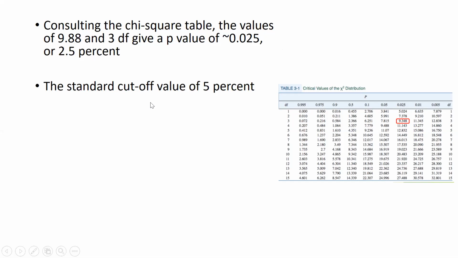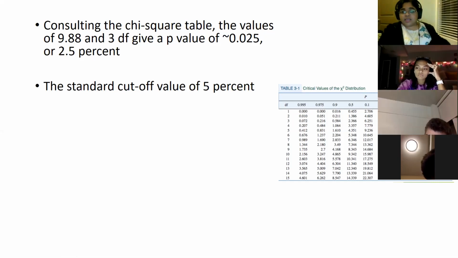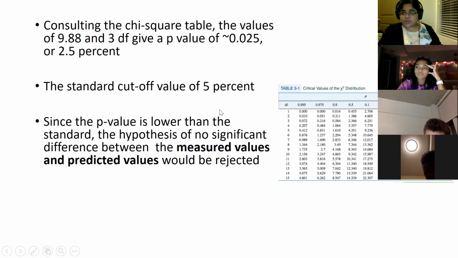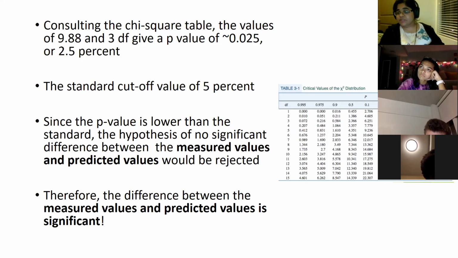The standard cutoff for these values is 5%, okay? Unless there is a question stating that it is not 5%, then since our p-value of 2.5% is less than the standard cutoff, the hypothesis that we made of no significant difference between our observed and expected values would be rejected. So it is saying that there is a significant difference between the values we have. Does that make sense?